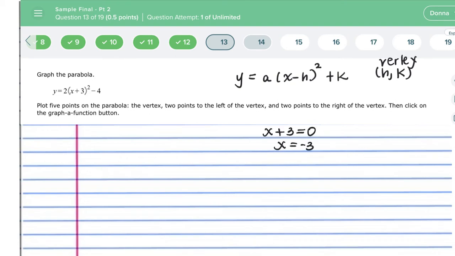And when x is equal to negative 3, the first term will vanish, and we'll just have minus 4 equal the y value. And so once we have y equal to negative 4, we have our vertex. So (h, k) is (negative 3, negative 4). And then they ask us to graph 2 points on either side of the vertex. So let's go ahead and create our table.